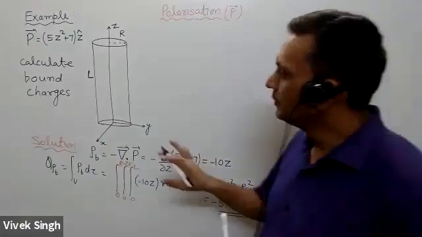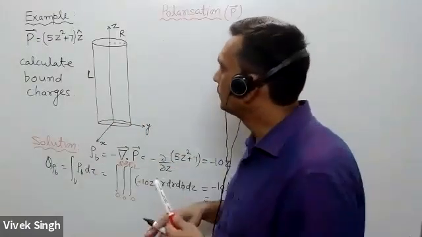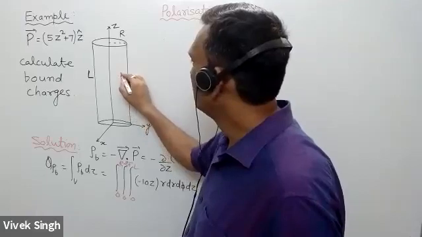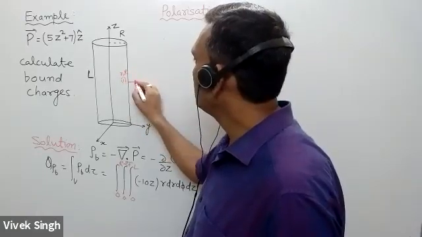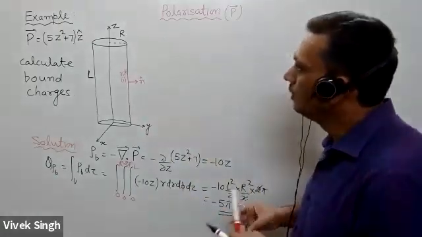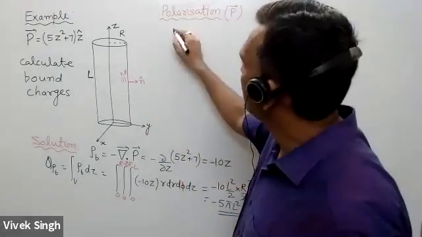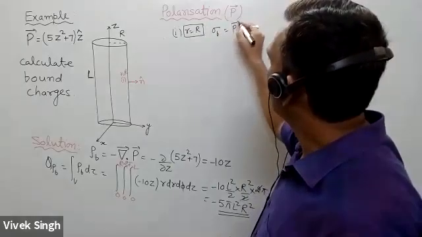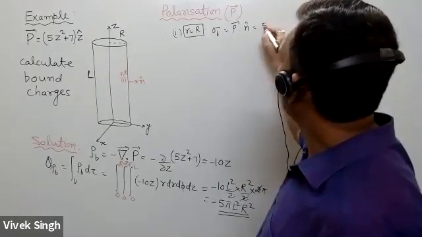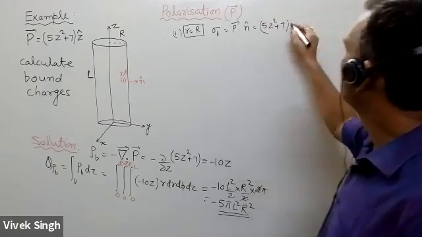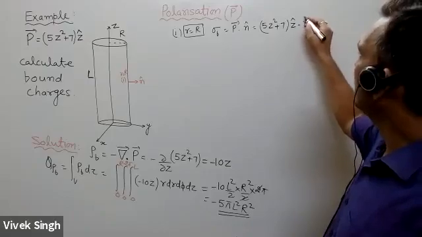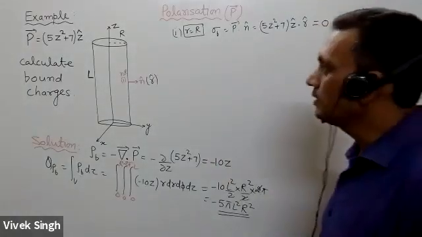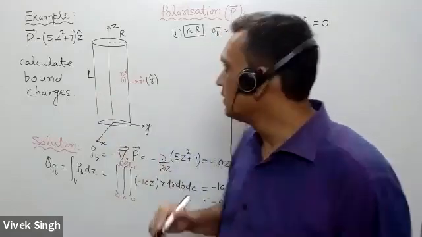Now we have to find the surface bound charge. In this case, we have 3 surfaces. This cylinder is surrounded by 3 surfaces. Surface 1 is the R is equal to R surface, and on this surface the normal is N cap. So what will be the bound charge on surface 1? R is equal to R. Sigma B is P dot N cap. So P is 5Z square plus 7 Z cap dot R cap. This N cap is R cap. So Z cap dot R cap is 0. So in this case, there will be no bound charge on the cylindrical surface.